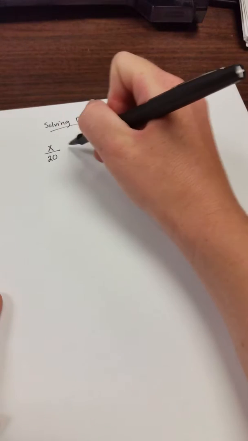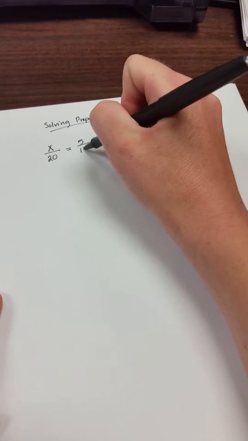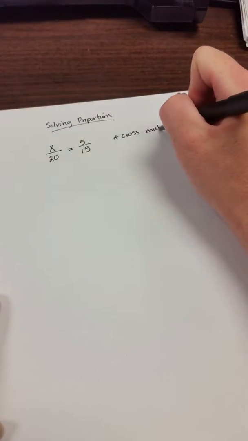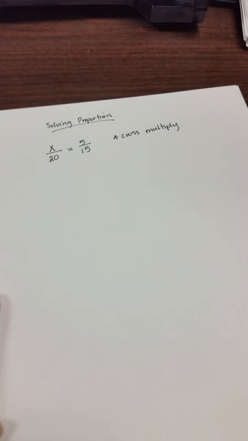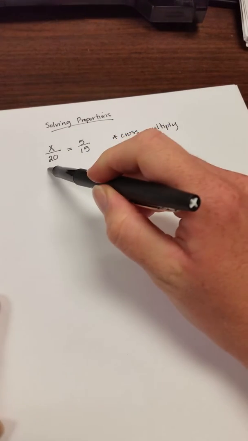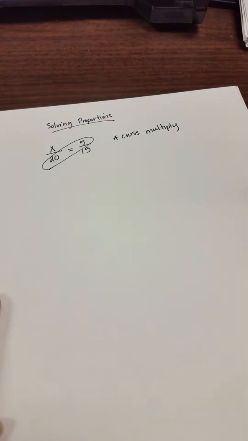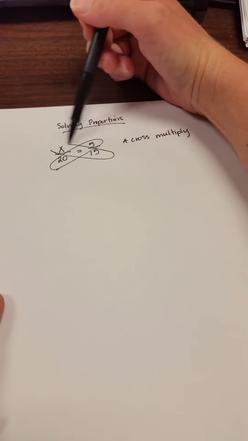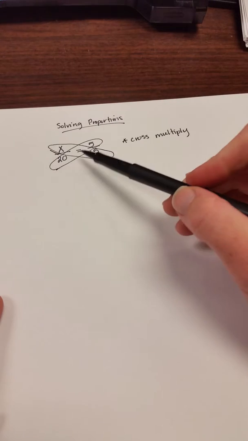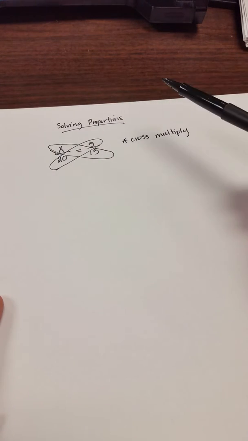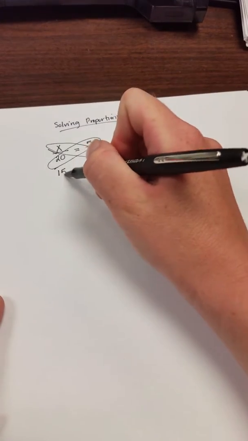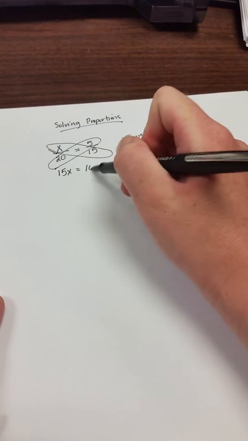Okay, and you'll have a basic proportion like x over 20 equals 5 over 15. Now, if you remember, to solve this, you're going to do something called cross multiply. Cross multiply is when you're going to take the 20 and the 5 and multiply those, and you're going to take the x and the 15 and multiply those. It doesn't matter which one you multiply first. You can do x times 15 or you could do 20 times 5. I'm going to do x times 15 first and then 20 times 5.